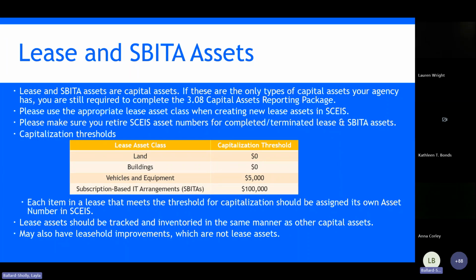I know implementation for this was probably rocky. I wasn't here when it happened. I was at the auditor's office still, but several assets were put in the system using a non-lease asset class, and I have to do a reconciliation and an entry every year to reclassify those. It takes a lot of time.